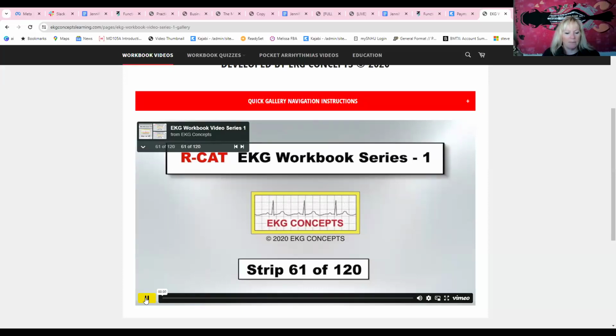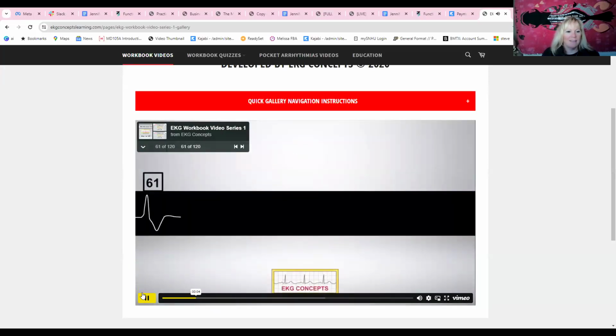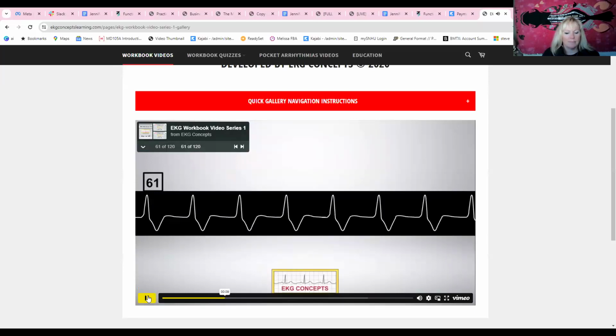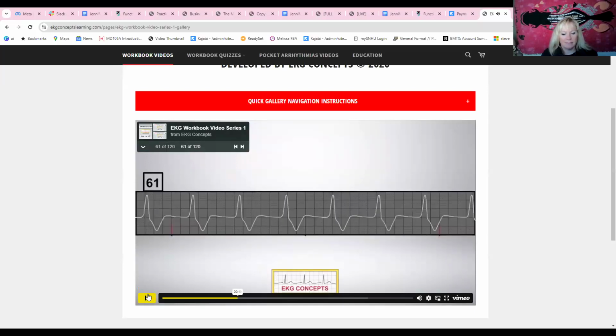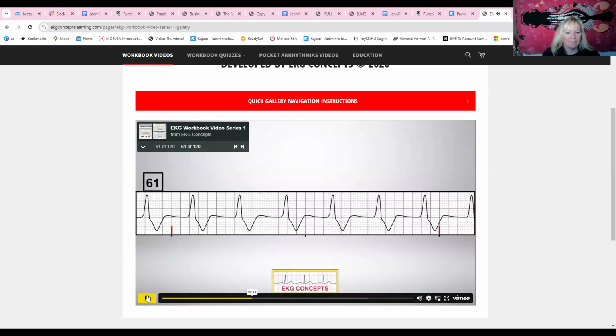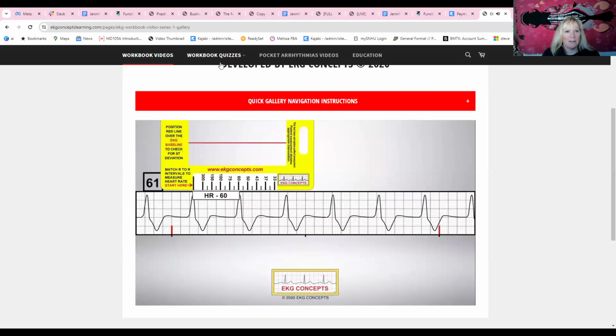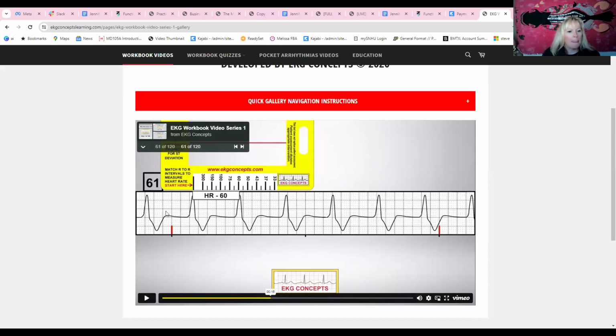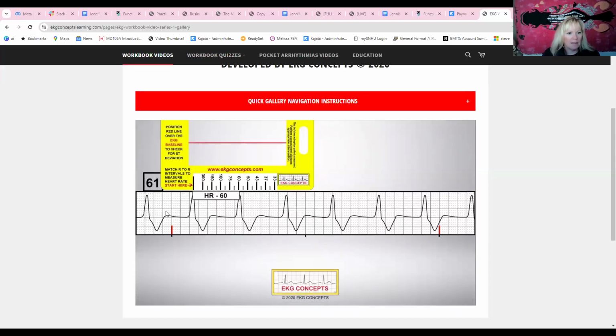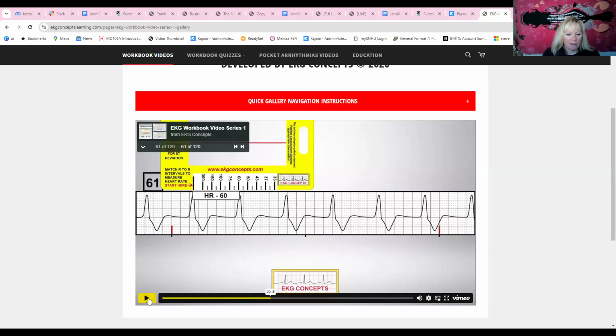All right, here we go. Yes, Mackenzie. Let's do another one. Okay, so what are your thoughts on this one? Is it regular, irregular? Okay, good. Yeah, it's definitely wide. There's no P waves. It is regular. Good. Okay, let's see what we come up with here.